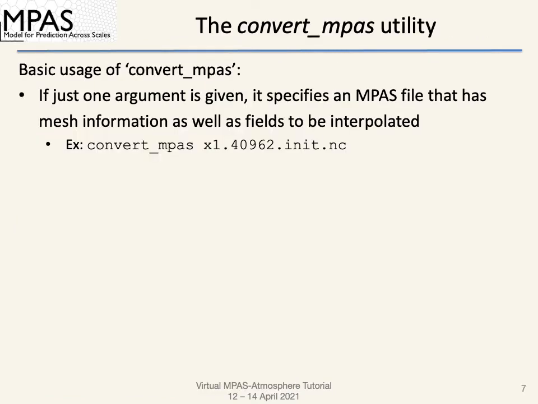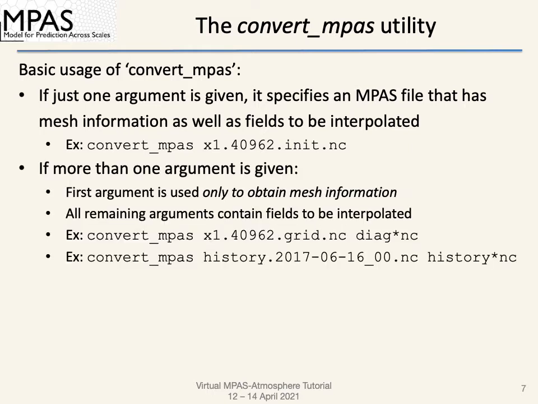So in its simplest form, you can simply run the convert_mpas tool on the command line with a single argument, and that argument is the name of an MPAS input or output file that contains all of the fields that you would like to interpolate onto a regular latitude-longitude grid. But you'll notice because we're only providing a single file to the convert_mpas tool, it's necessary that that file contains not only the fields to be interpolated, but also the information about the MPAS mesh. If you happen to be working with diagnostic files, that's not the case. As we said earlier, the diagnostic files by default don't have mesh information.